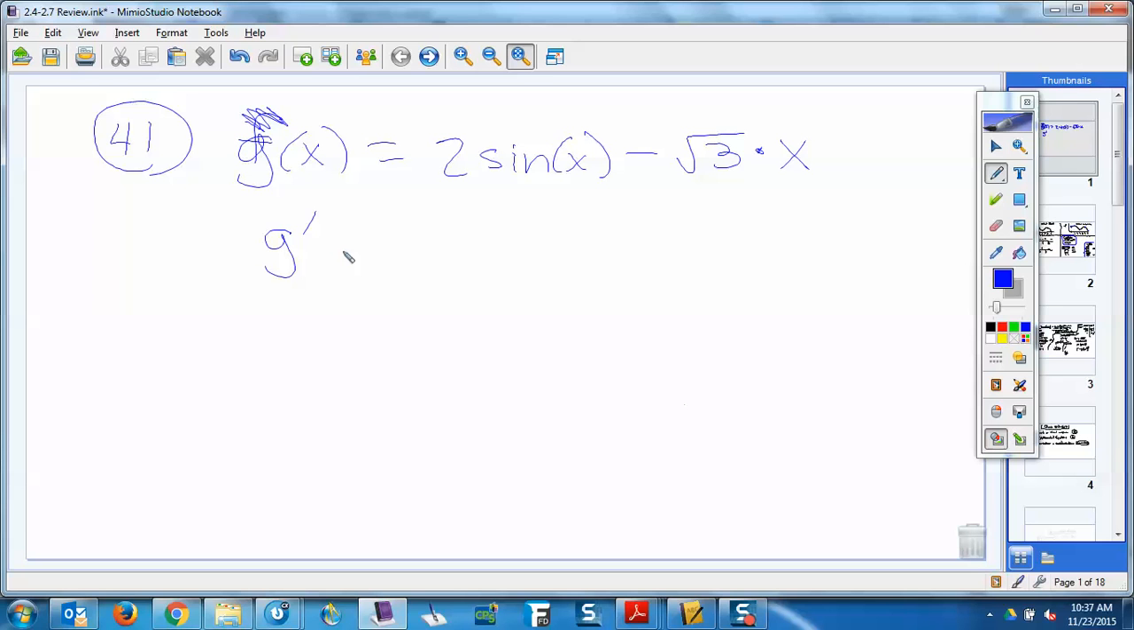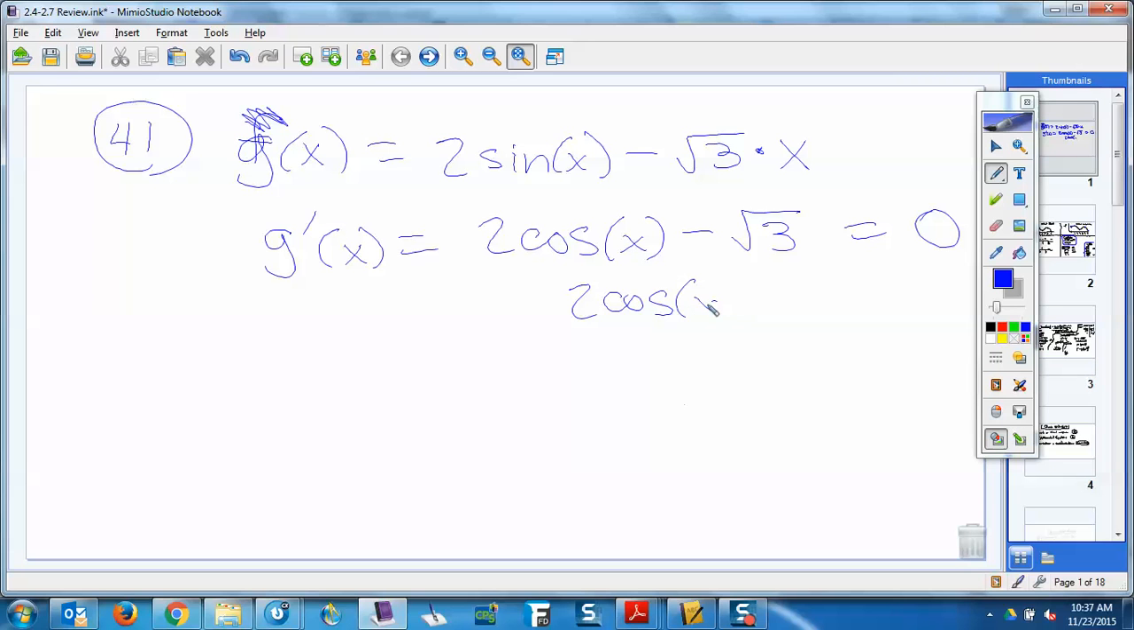All right, so we're going to do the derivative, and we get 2 cosine x minus root 3. Because think of root 3 times x as just 7x or 6x or 5x, and the derivative of that is just 7 or 6 or 5. It's whatever number's in front of the x. So that's it. Now we're going to solve that. This would be a no calculator one. Then we're going to divide by 2, and we get cosine x equals root 3 over 2.